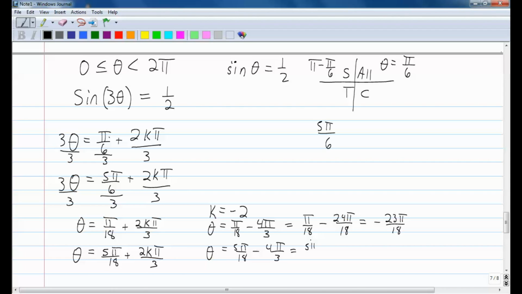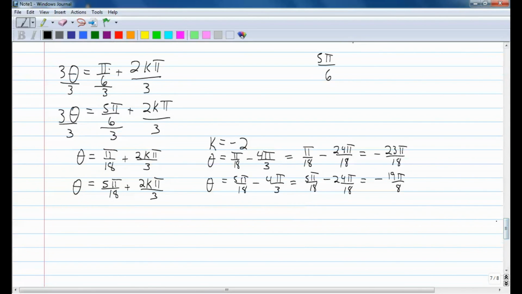5 pi over 18 minus 24 pi over 18. So that's going to be a negative 19 pi over 18. Alright, so neither one of those answers is greater than 0. They're both less than 0, so I'm not going to take those answers.